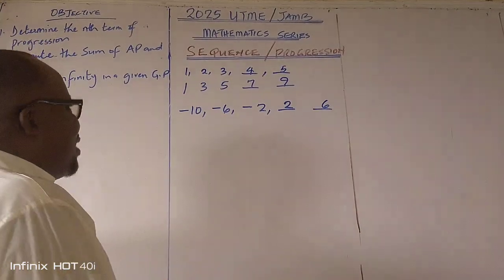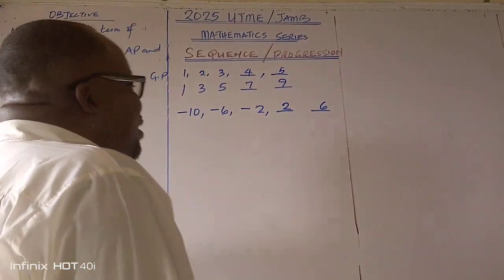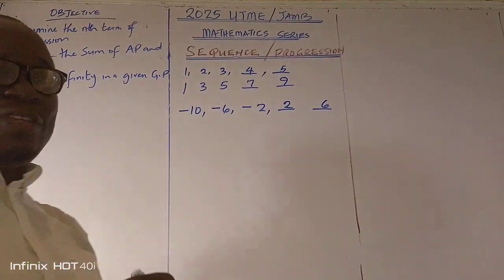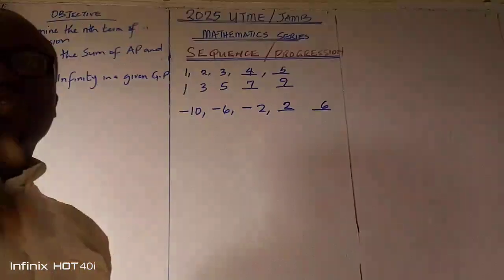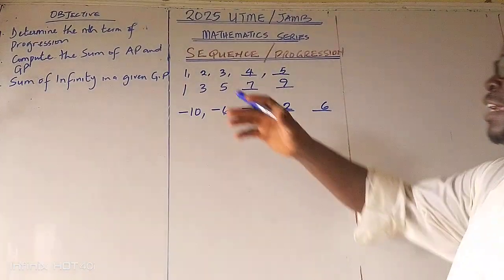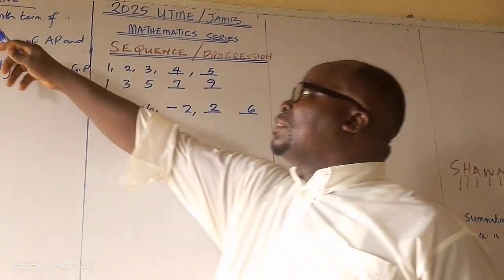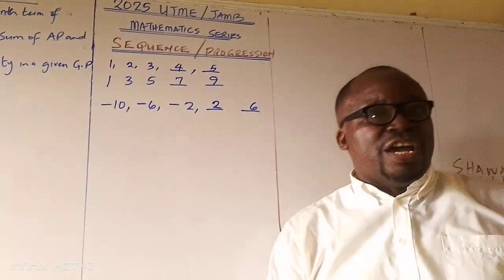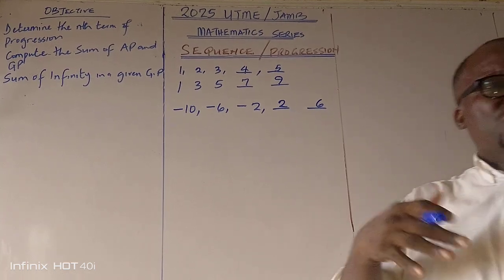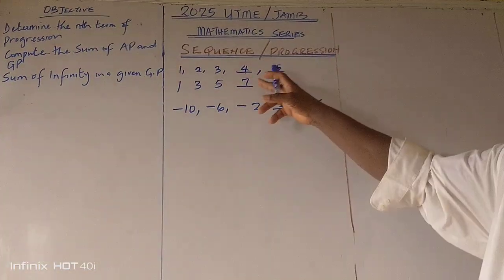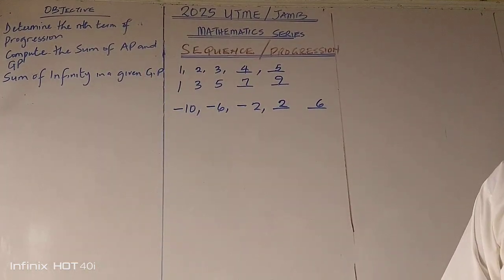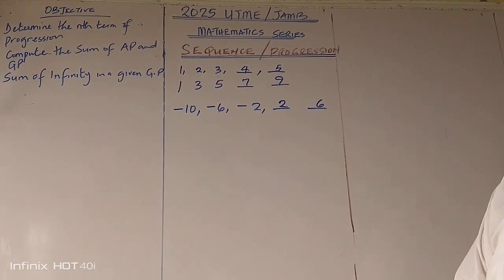Now, when we have this sequence in such a way that we add them, the sum or addition of a sequence in a particular pattern is called series. Now, what the syllabus wants us to do is to be able to determine the nth term, meaning the unknown term in a given progression, as we have shown here. So we'll be looking at arithmetic progression and geometric progression.